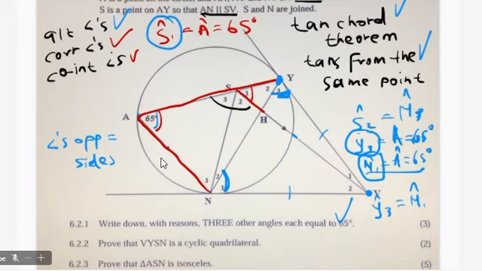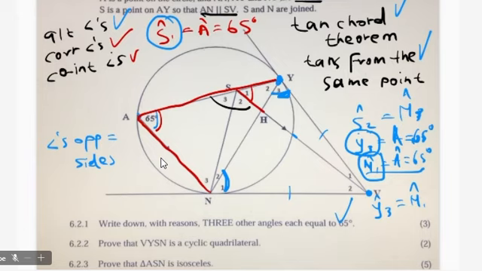So now we can do question number 2. It says prove that VYSN is a cyclic quadrilateral. So this is a quadrilateral. It's not a cyclic quadrilateral. As you can see, the edges of this quadrilateral are not touching any circle. So firstly, it's a quadrilateral, it's not a cyclic quad, but you have to prove that it is a cyclic quad.